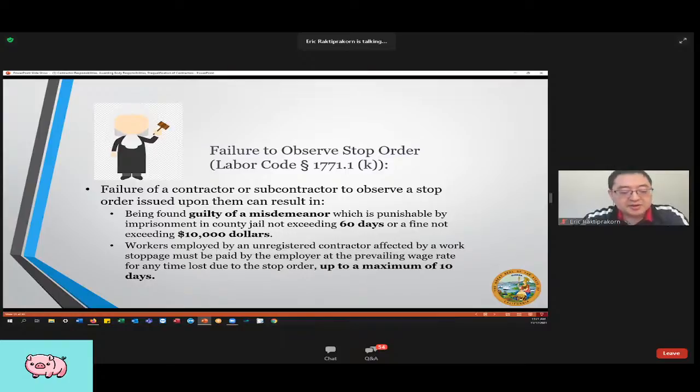When a stop order is issued, workers affected by a stop order are entitled up to 10 days of their wages. Failure to observe a stop order by an unregistered contractor is considered a misdemeanor. As such, it's punishable by imprisonment in a county jail not exceeding 60 days, or an additional fine not exceeding $10,000, or possibly even both.